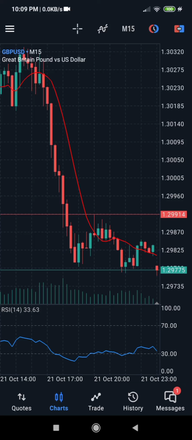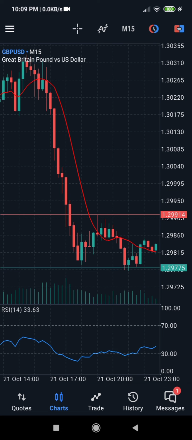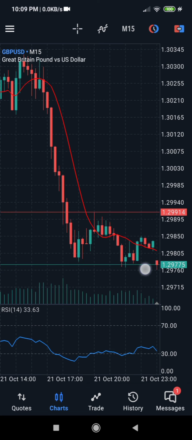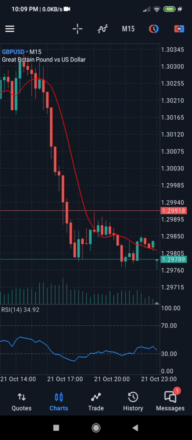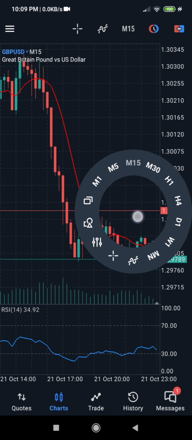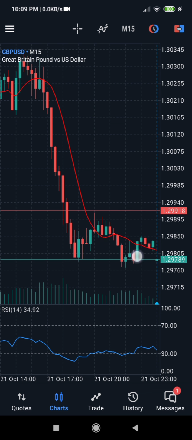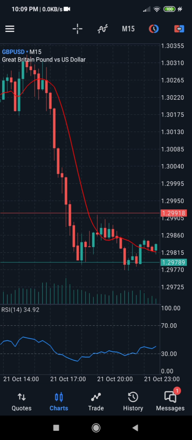So the spread is the gap that exists between the selling price and the buying price. So this green line is telling us the buying price, and then the red line is telling us the selling price. Now the difference in pips between this and this is what is known as the spread.